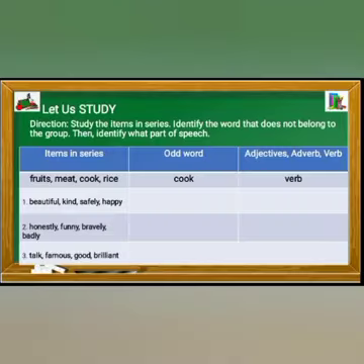Now, before we proceed to the main topic, let us study this activity. Direction: Study the items in series. Identify the word that does not belong to the group. Then, identify what parts of speech. We have here the items in series, the odd word or the different word, and the parts of speech: adjective, adverb, and verb. Alright, the first one is done for you.